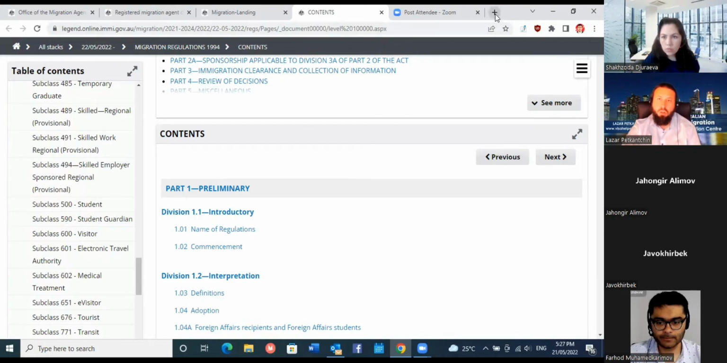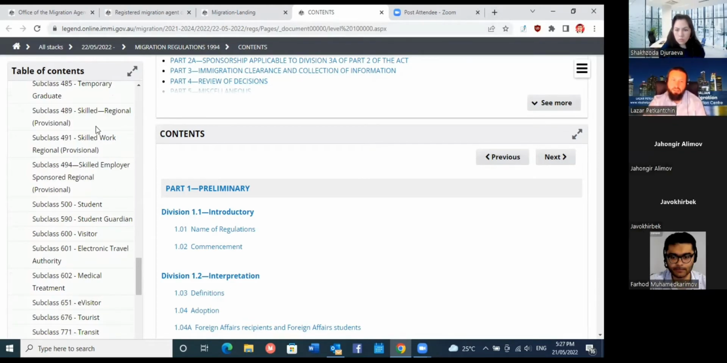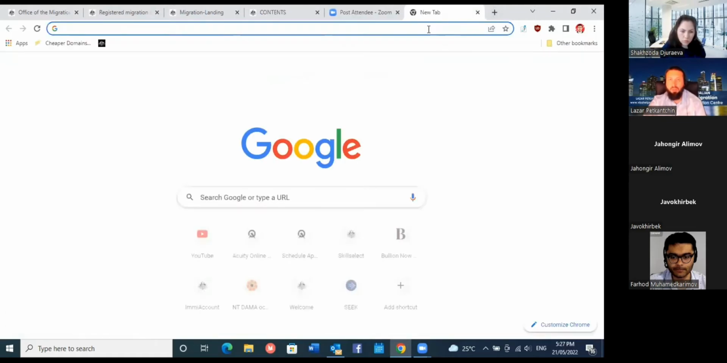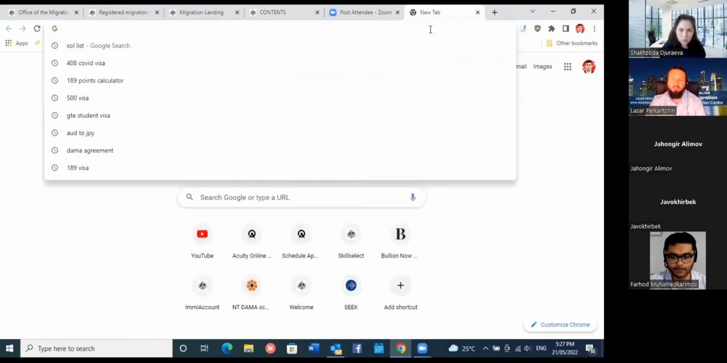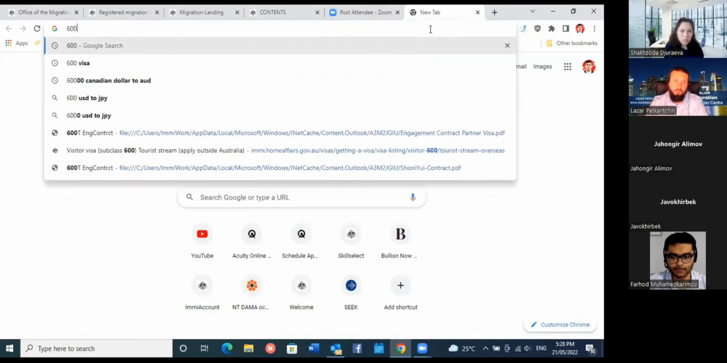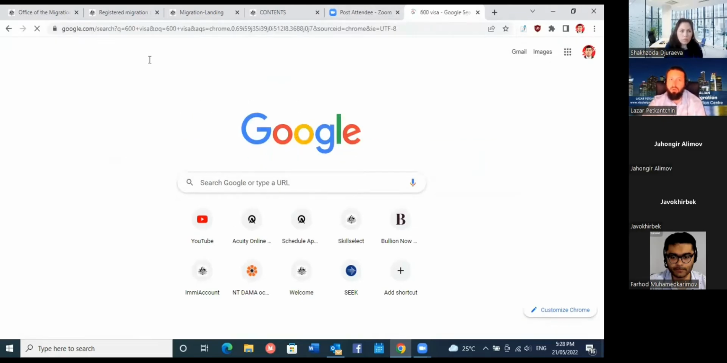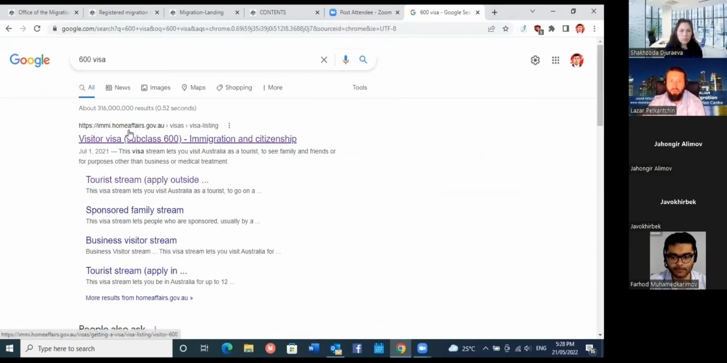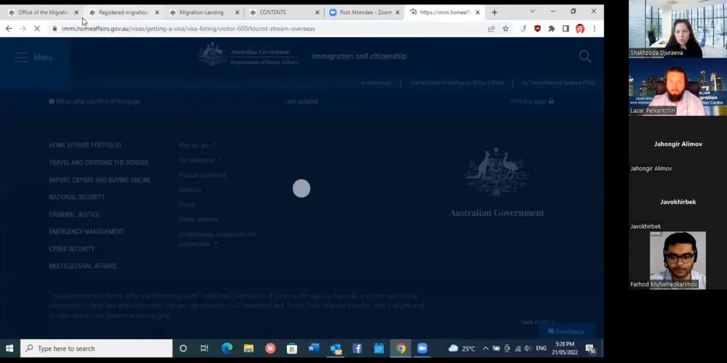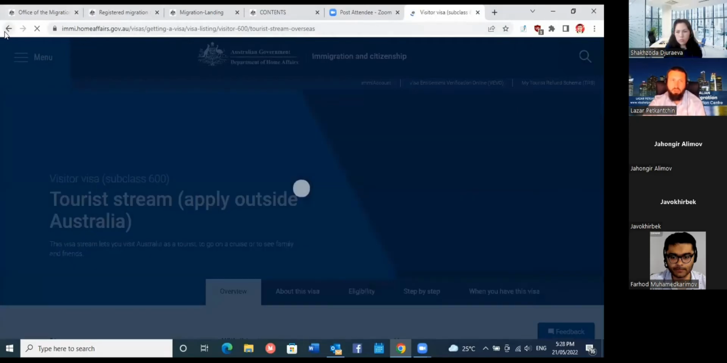Besides this database, which contains a lot of detailed information, someone who is interested in Australia can also have a look at some of the information on the immigration website. So if, for example, you're interested in a tourist visa, you would type in one of the tourist visas. Now, just letting you know, this might not be the best visa for you. I'm just giving you an example. There's many different types of visas. So I'll just go back so you can see.